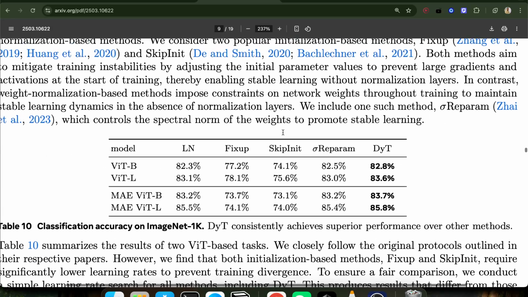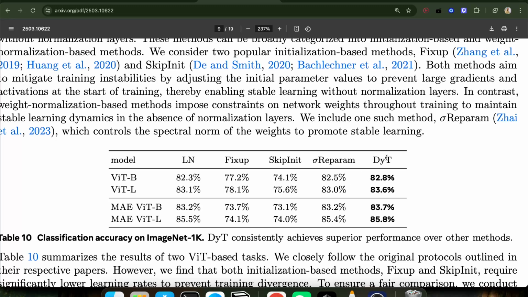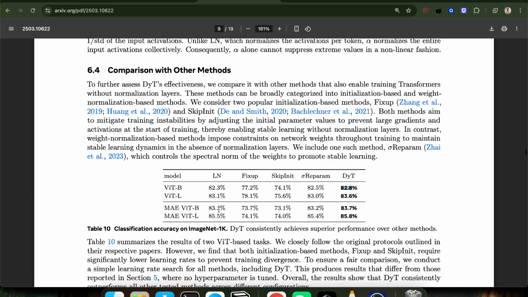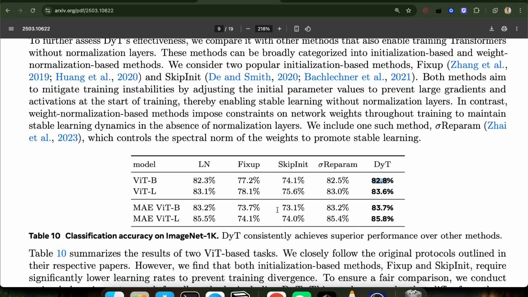And it just shows that their method has the highest scores of all of these other methods.